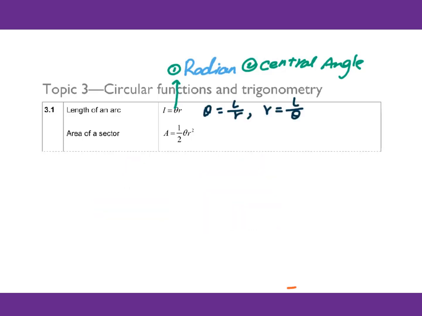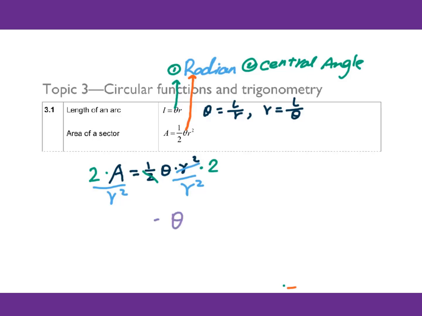For area of a sector, this theta stands for the same thing, radian and also central angle. The area equals 1/2 theta times R squared. If we want to solve for theta, this is a linear pattern. You have to isolate theta on one side. I want to get rid of this 2 by multiplying by 2 on both sides. I want to get rid of this R squared, so you have to divide by R squared on both sides. Therefore, you get theta equals 2A over R squared.